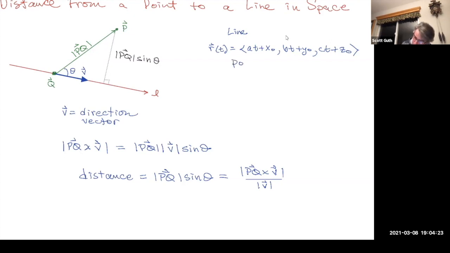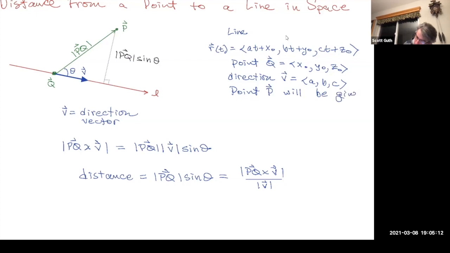Okay, so the point is right now going to be the Q, okay, that's in the diagram. So this would just be the x naught, y naught, z naught. So the point Q, you can get from the equation of the line itself. And then the direction vector is also embedded in the equation. So V is the vector of coefficients, a, b, c. Like that. And point P will be given in a problem on this.